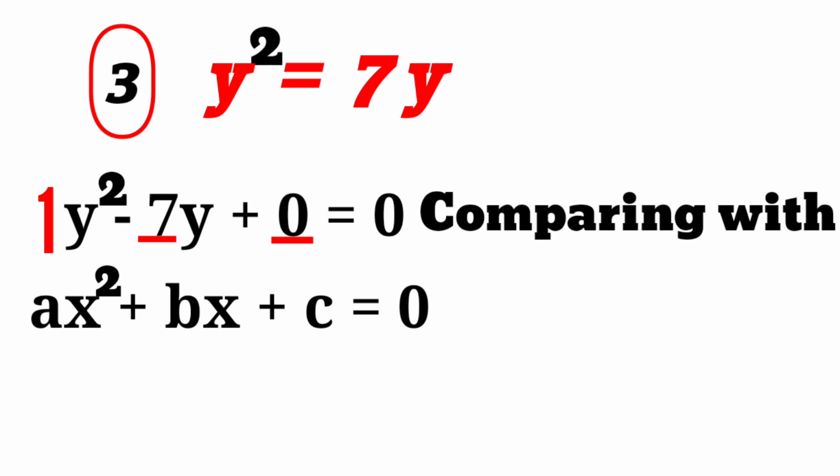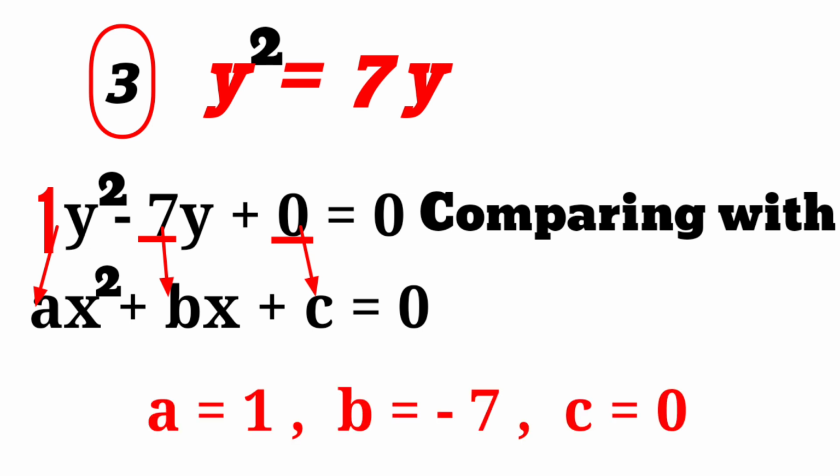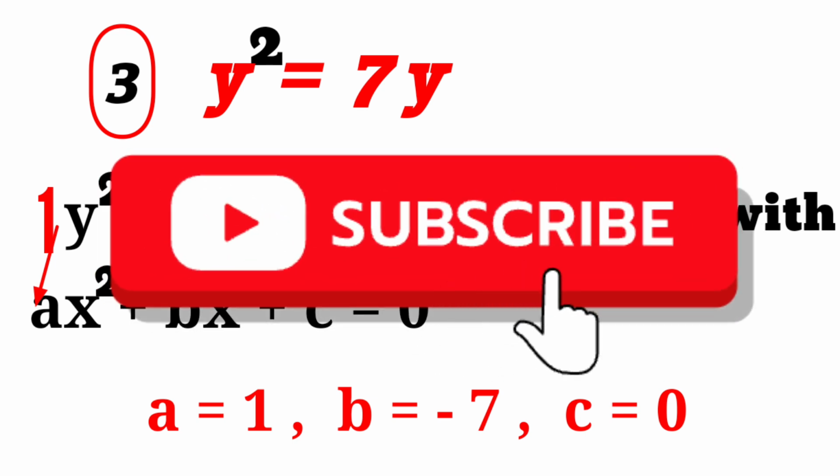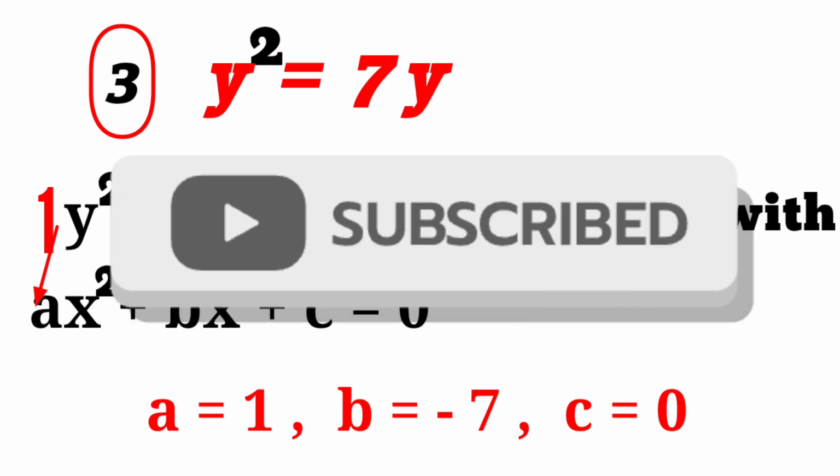1 is the coefficient of first term y square. Minus 7 is the coefficient of y. a is equal to 1, b is equal to minus 7, c is equal to 0.